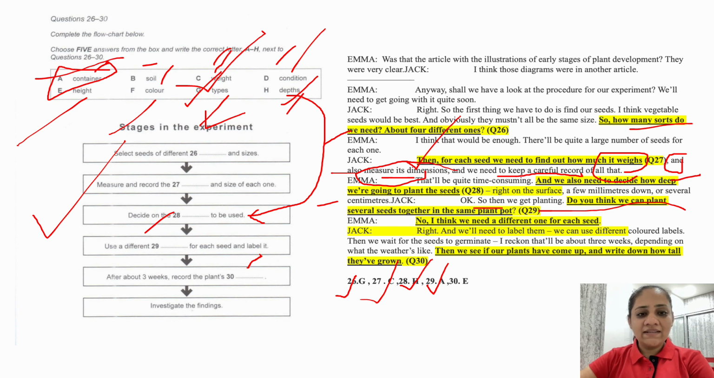Okay, what is the answer for 30? Then we see if our plants have come up and write down how tall they have grown. So how tall they have grown is the answer. Related to tall, you can find, yeah, height. Okay, so 30's answer is height. So you have seen how they have given the answers. Initially in the MCQ they paraphrase the sentences. Over here they have changed the noun and adjective, and they have given the synonyms also. So when you are listening to that audio script, make sure you listen very carefully and choose the answer from the given list of words. Okay.